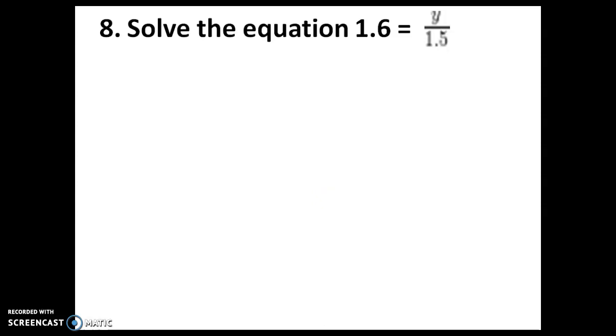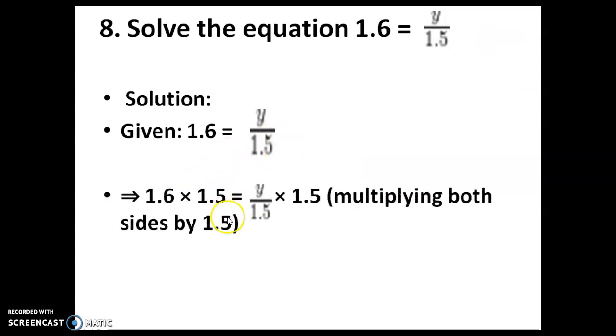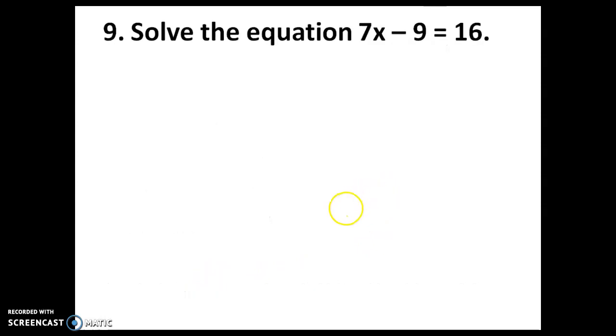1.6 is equal to y by 1.5. This is the given equation. We have 1.5 in the denominator. So in order to remove this, what we have to do? We are going to multiply on both sides by 1.5. In the LHS also into 1.5 and in the RHS also into 1.5. So this 1.5 and this 1.5 will get cancelled. So y will be alone. So 1.6 into 1.5 equal to 2.40 equal to y. That's the required solution.